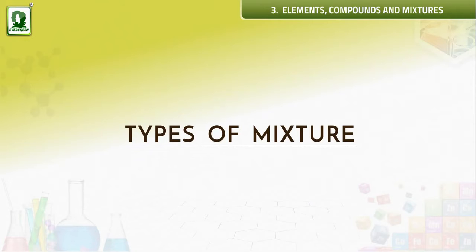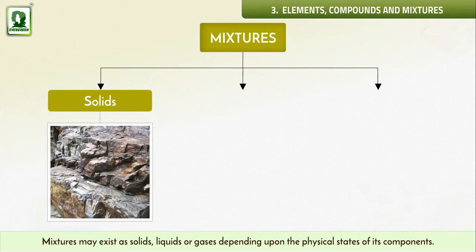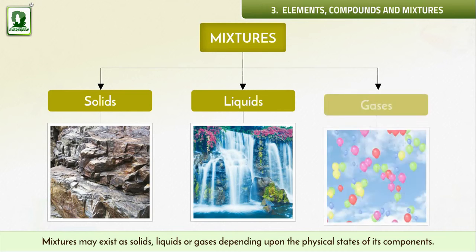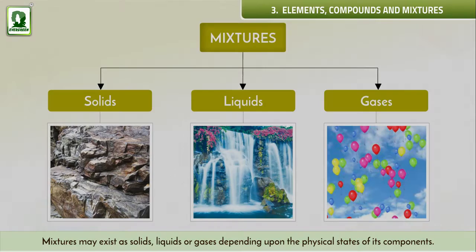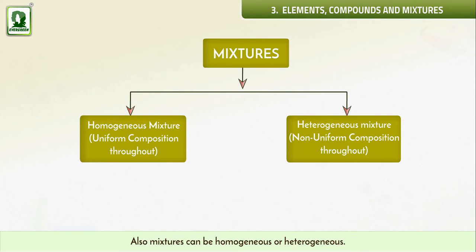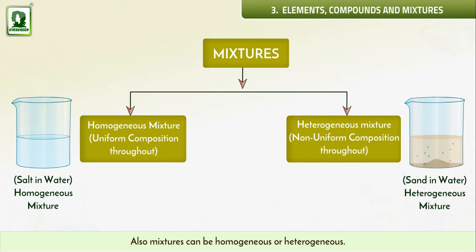Types of mixtures. Mixtures may exist as solids, liquids, or gases, depending upon the physical states of their components. Also, mixtures can be homogeneous or heterogeneous. Therefore, the mixtures may be classified as follows.